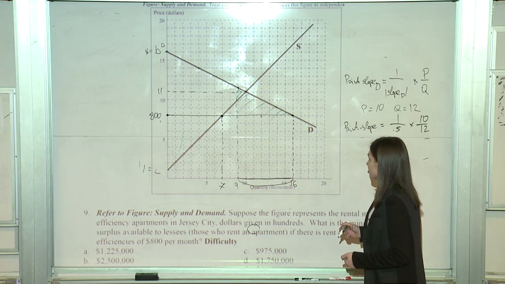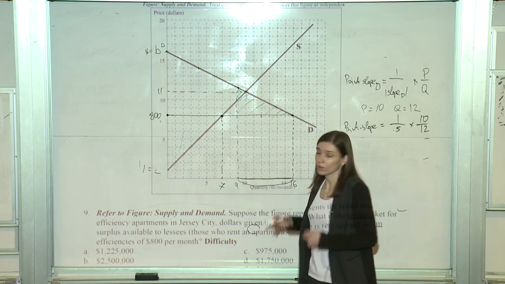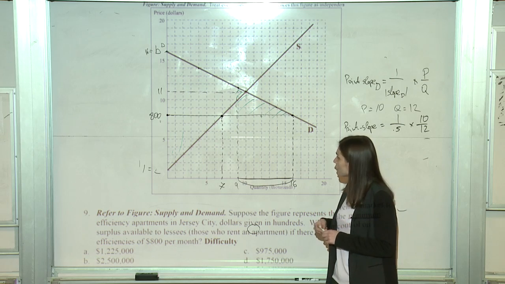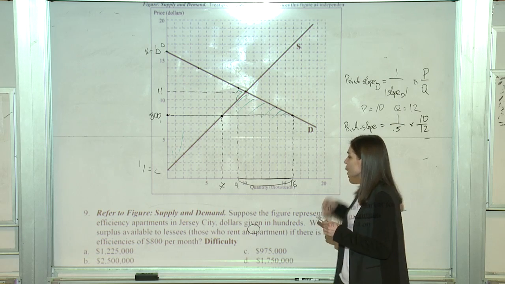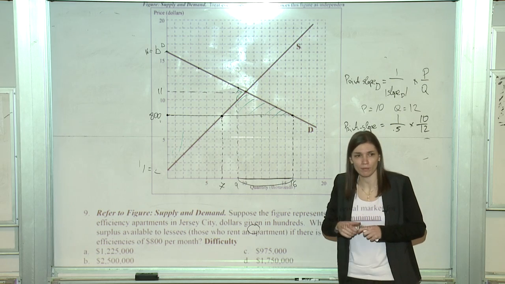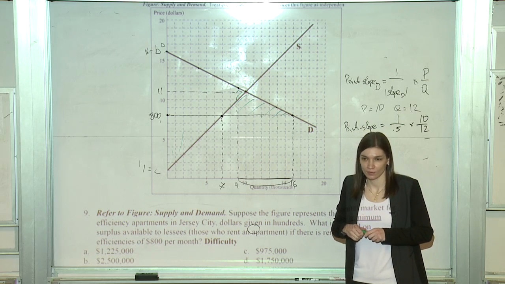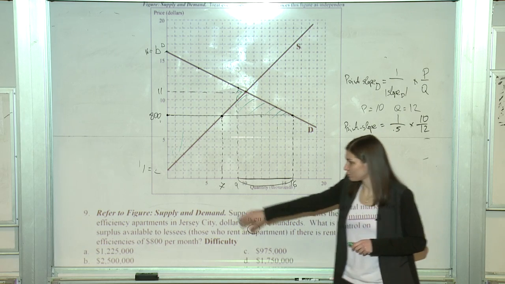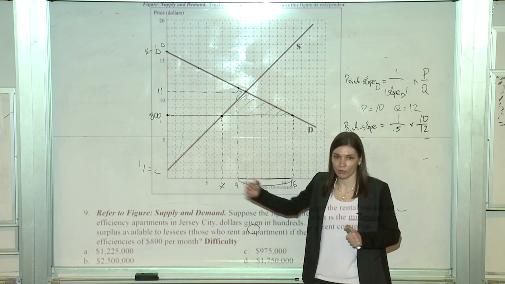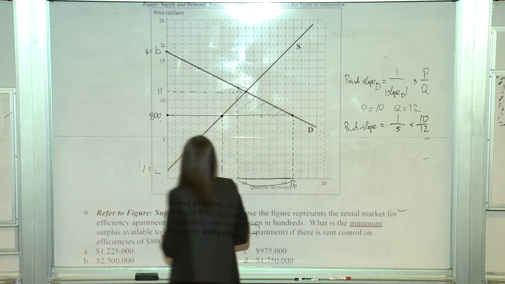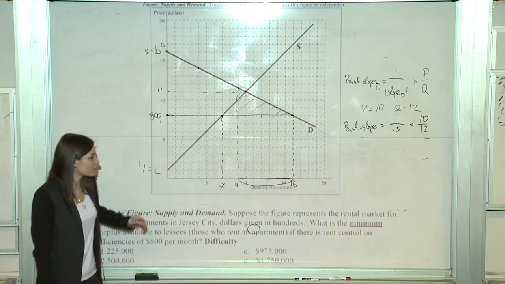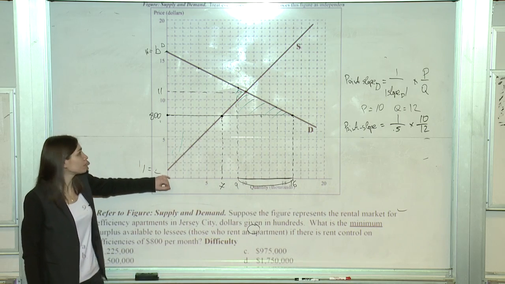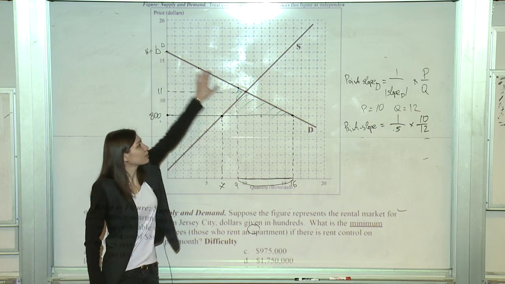All right. So just find the area of that triangle. And what would happen if we were looking for the maximum surplus available? So we go from the highest willingness to pay. So we would go from 0 to 7, right? So if we were to maximize the surplus, we would rent the apartments to those guys here in the beginning.